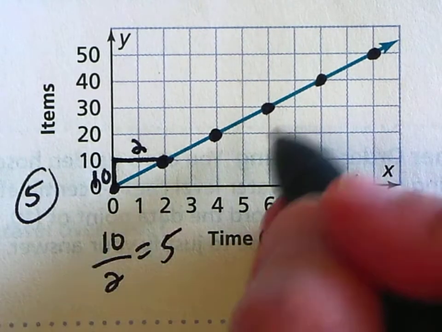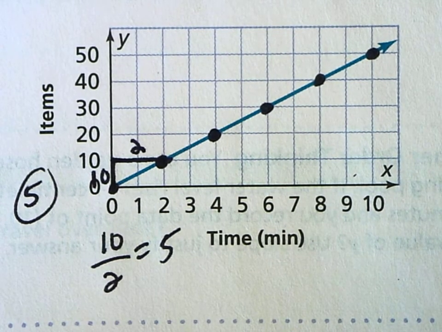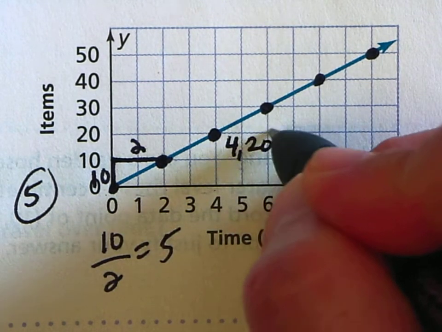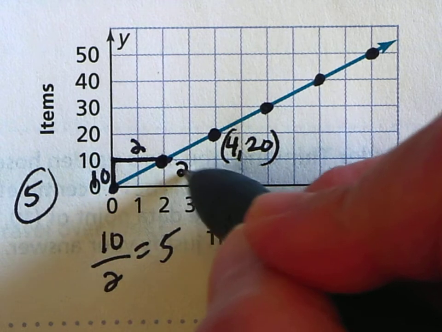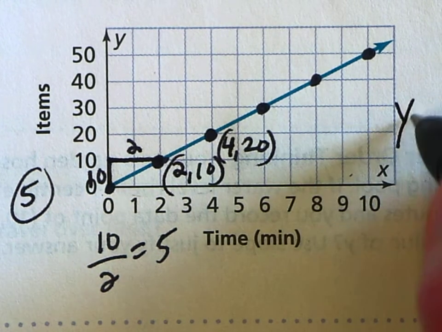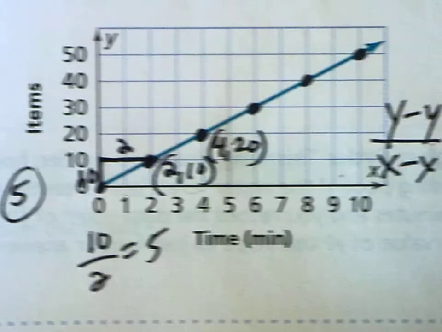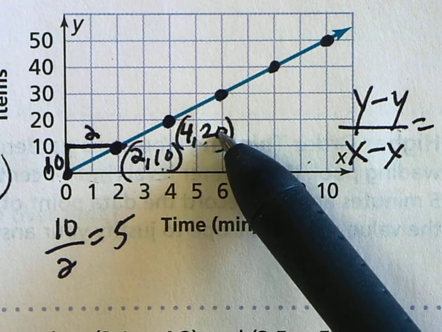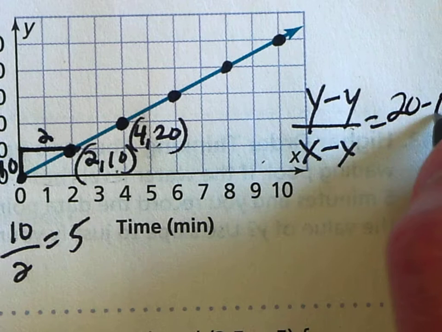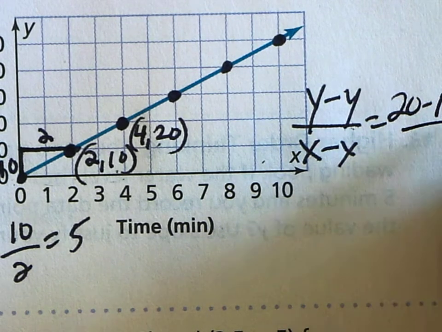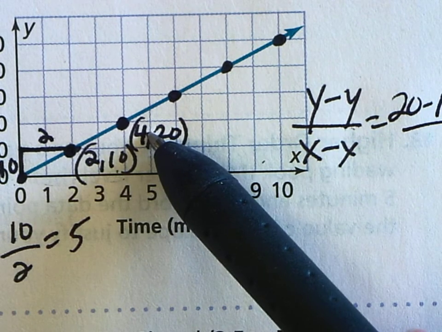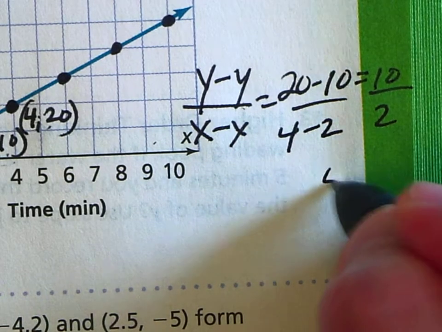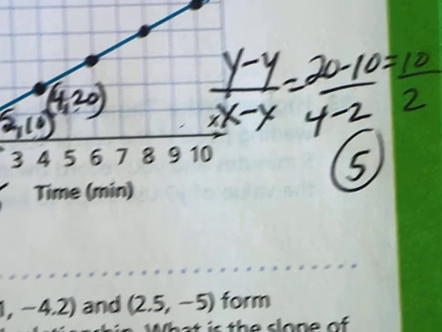And then take any 2 points that land on the line and do y minus y over x minus x. So this point is 4, 20. This point is 2, 10. All right, let's do y minus y over x minus x and see what we get. Your 2 y numbers are 20 and 10. 20 take away 10 is 10. And then your 2 x numbers are 4 and 2. 4 take away 2 is 2. 10 divided by 2 is 5. No matter what, I keep getting a positive 5.